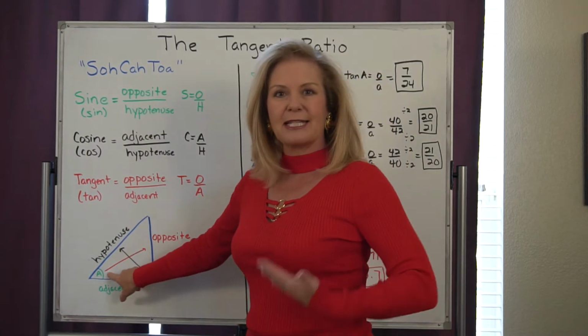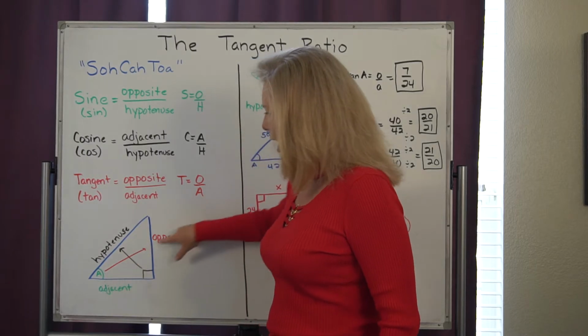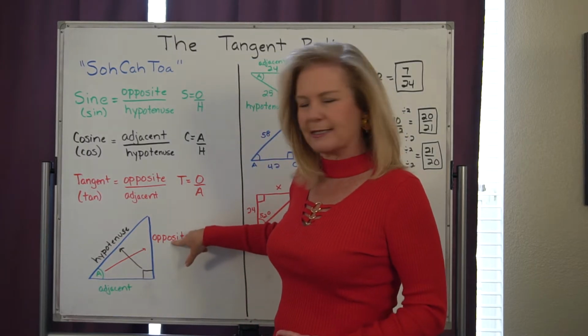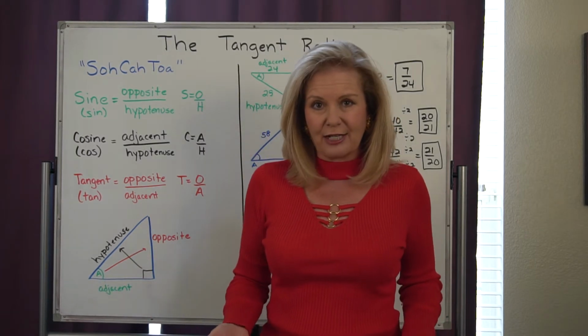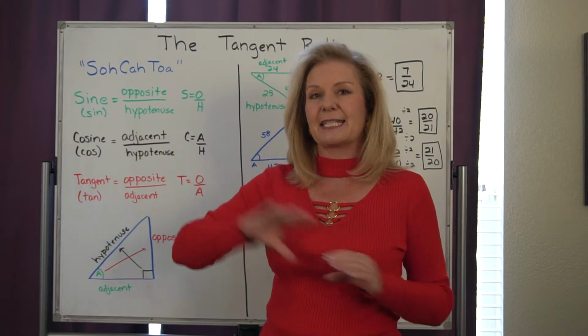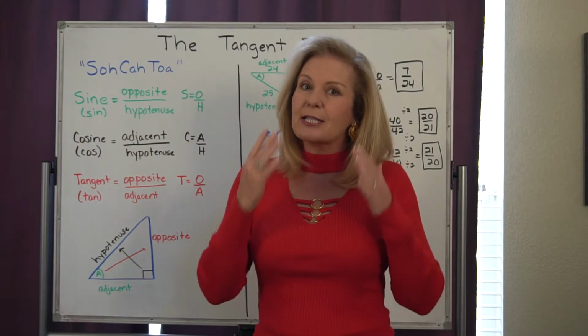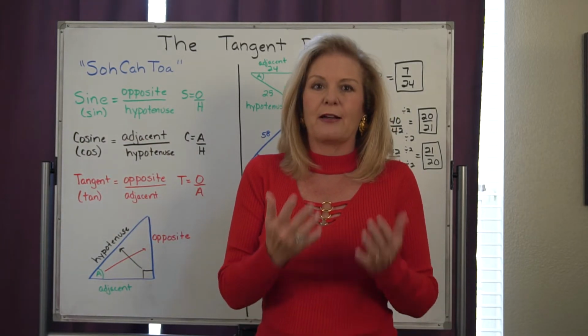Well, if my angle is A, directly opposite A will be the opposite side. Touching A is the adjacent. So adjacent has to touch the angle. Opposite has to be opposite the angle. Now, it's all based from the viewpoint of the angle.